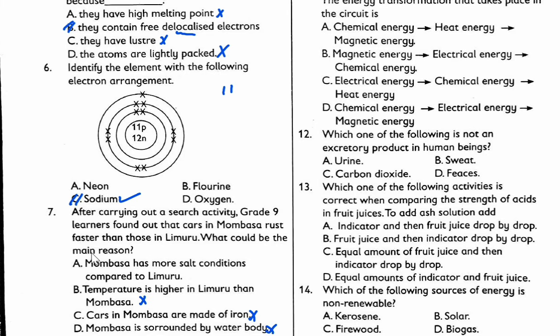And therefore the correct option is A, which says that Mombasa has more salt conditions compared to Limuru. So you know that salt conditions and acidic conditions accelerate rusting. That's why cars in Mombasa rust faster than those in Limuru. And therefore the answer is A.